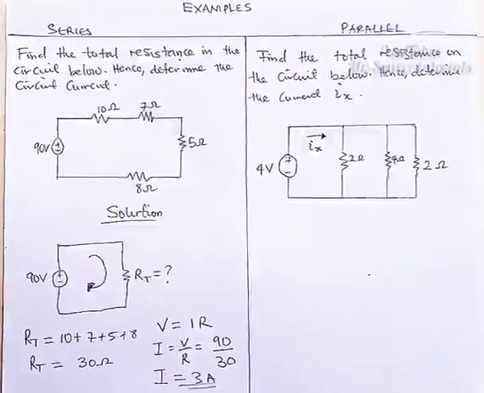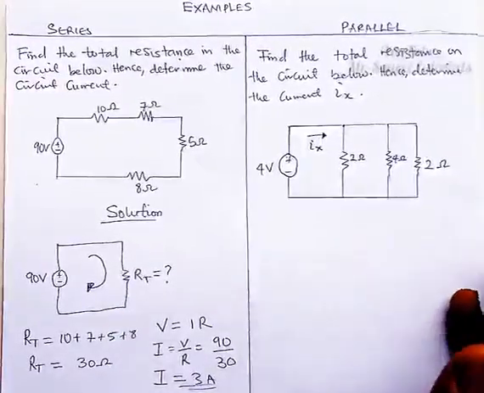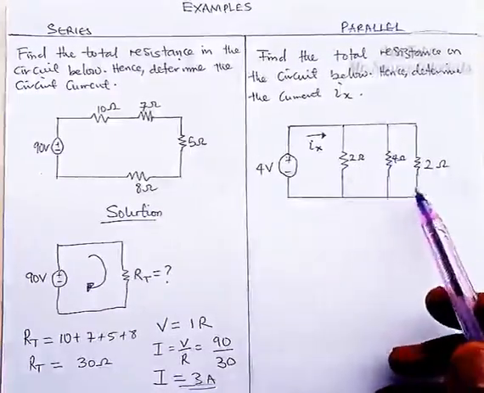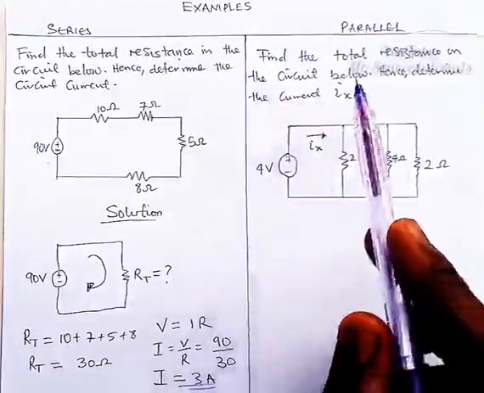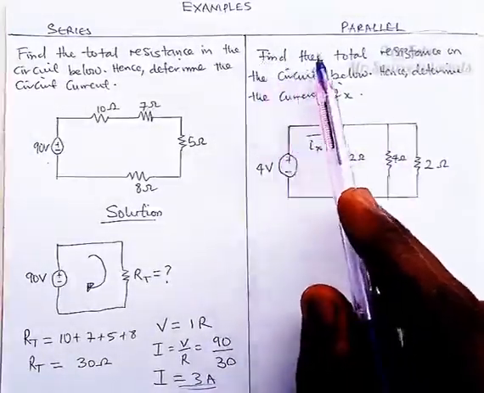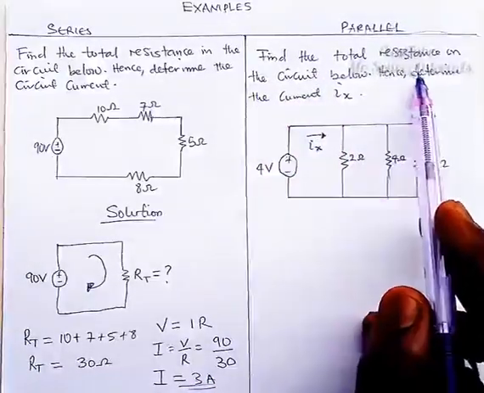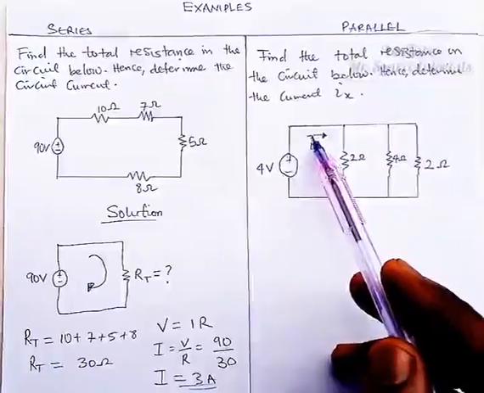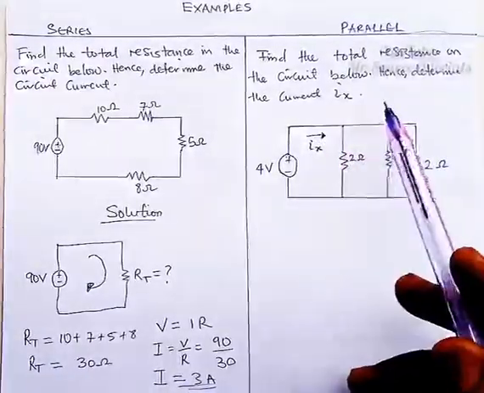So now let's go into the parallel example. In these parallel circuits, as you can see here, these resistors are connected head to head and tail to tail, which is a parallel connection. The question says find the total resistance of the circuit below. Hence, determine the current I of x, which is the total current flowing into the network that we are looking for.